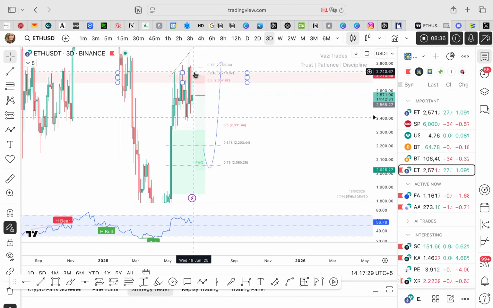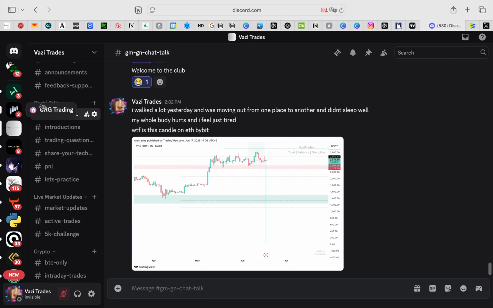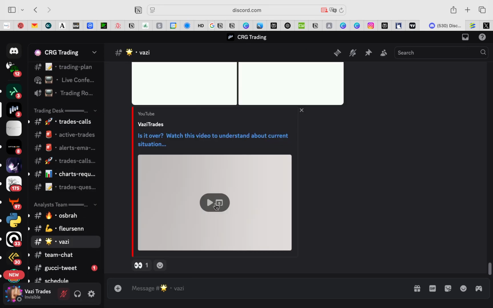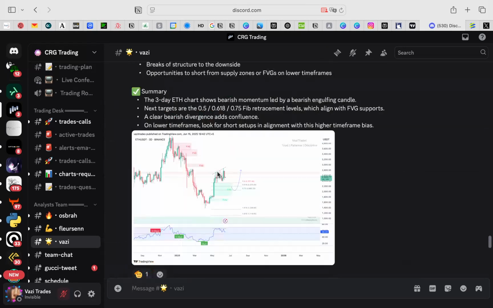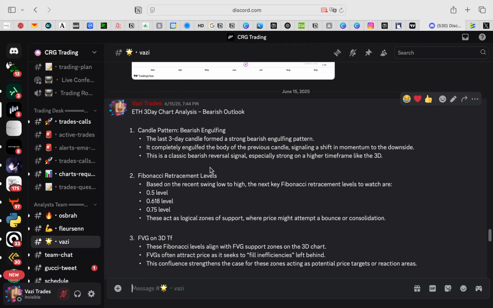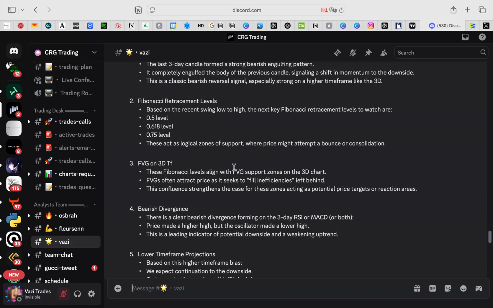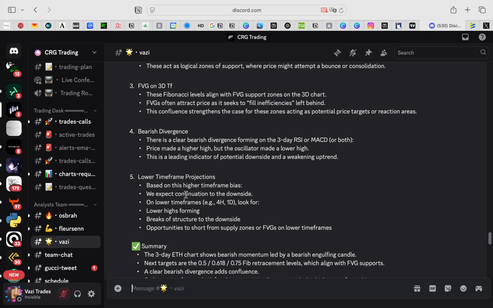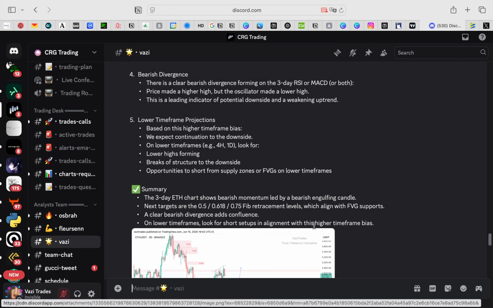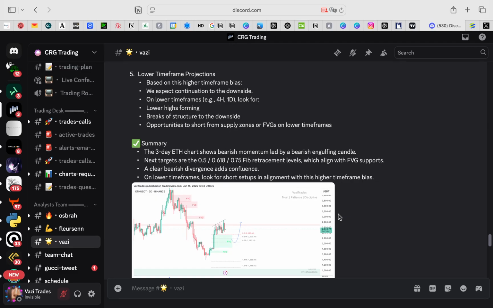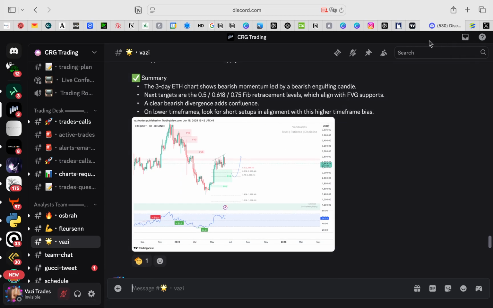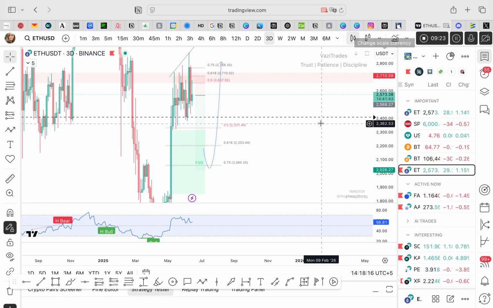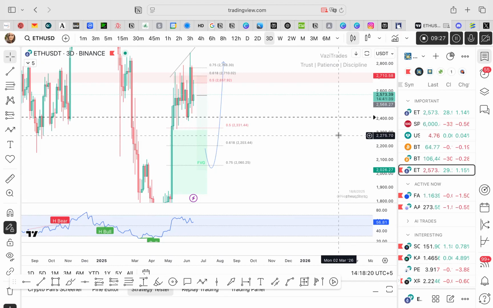And 3D, I was writing about 3D in Discord. Where is it, Bitcoin analysis, daily analysis, yeah, 3D. I had this bearish outlook, and I was writing that 3D looks pretty bearish: candle pattern, bearish engulfing, Fibonacci retracement levels, FVG on 3D, bearish divergence, and lower time frame projection, and a summary. You can read now the 3D Ethereum chart shows bearish momentum led by a bearish engulfing candle. Everything was written in Discord. Even though I'm not that active on X, it doesn't mean that I'm not updating anything in Discord. So if you're not in Discord, join Discord and you will get all the latest updates.